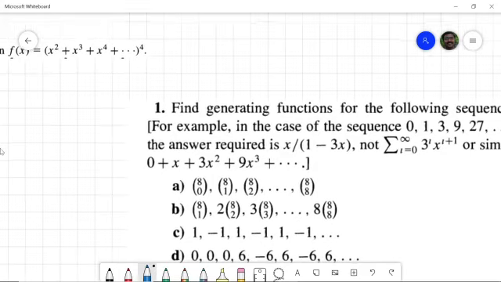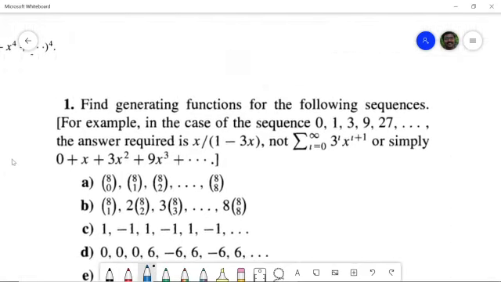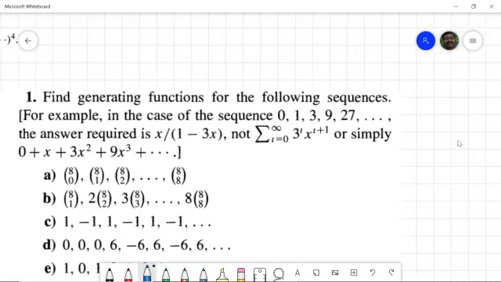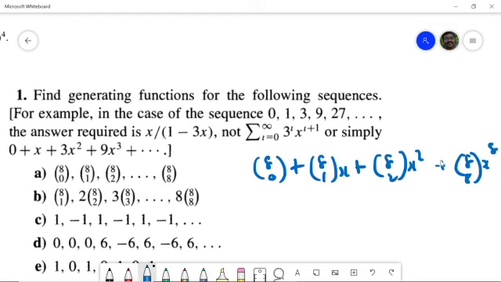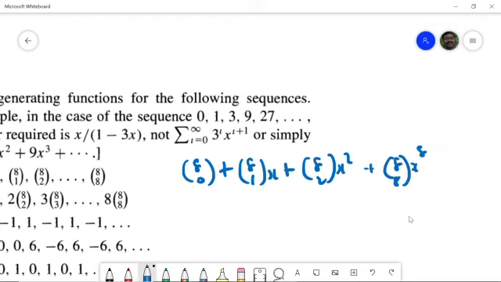First, the sequence: consider 8 C 0, 8 C 1, 8 C 2, etc. So how will you do this? First of all, you just write down the generating function. It is nothing but 8 C 0 plus 8 C 1 x plus 8 C 2 x square plus etc. plus 8 C 8 x raised to 8. This is the generating function. Can you tell me what's the closed form of this? If you remember the binomial theorem, it is nothing but 1 plus x the whole raised to 8. So that's the first question.